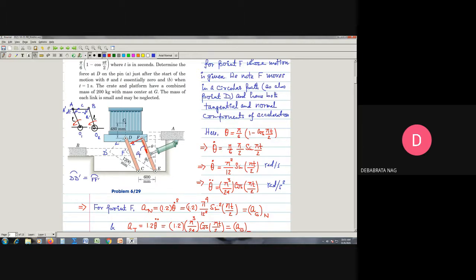We can say this is AFN, that is the normal component. And this is going to be AFT, that is our tangential component. So AN must be equal to 1.2 theta dot square. We can see that this is also equal to AGN. That means the center of mass is also having the same acceleration components.